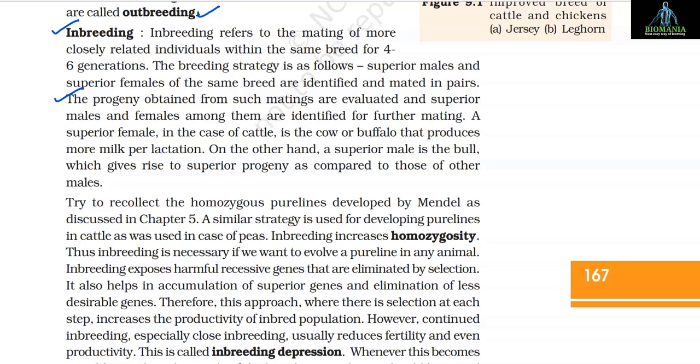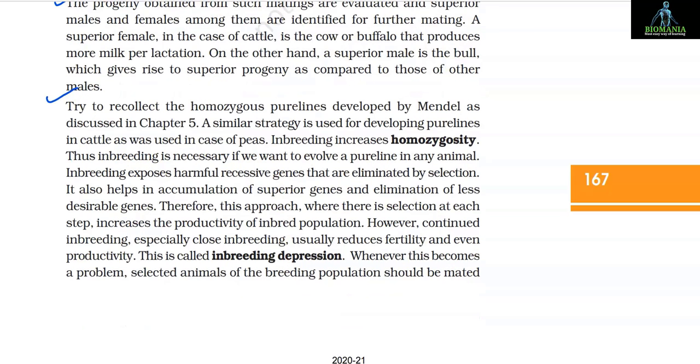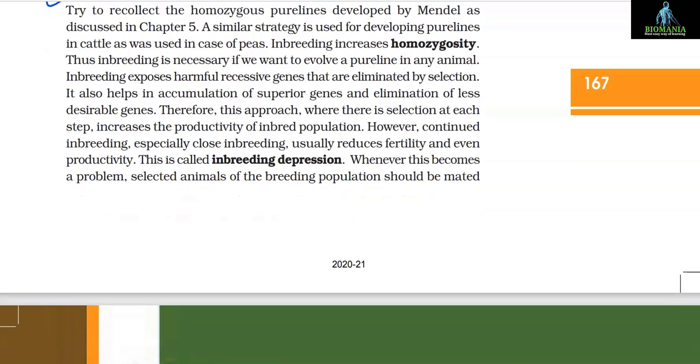A superior female in the case of cattle is the cow or buffalo that produces more milk per lactation. On the other hand, a superior male is the bull, which gives rise to superior progeny as compared to those of other males. Try to recollect the homozygous pure lines developed by Mendel as discussed in chapter 5. A similar strategy is used for developing pure lines in cattle as was used in case of peas. Inbreeding increases homozygosity. Thus, inbreeding is necessary if we want to evolve a pure line in any animal.